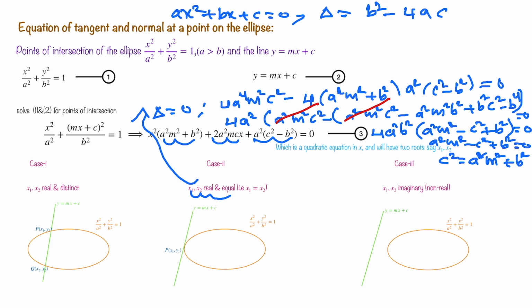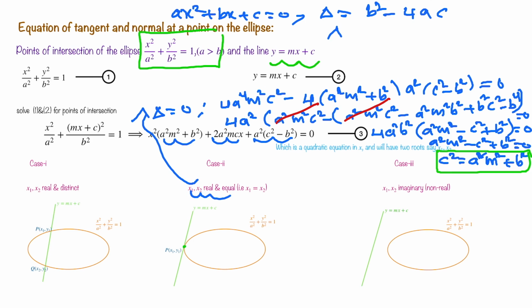Okay, so this should be the relation between a, b, m, c. Okay, c square must be equal to a square m square plus b square. Then this given line y equal to mx plus c will be tangent to the ellipse whose equation is x square by a square plus y square by b square equal to 1. Okay, fine. And what will be this point of contact (x1, y1)?